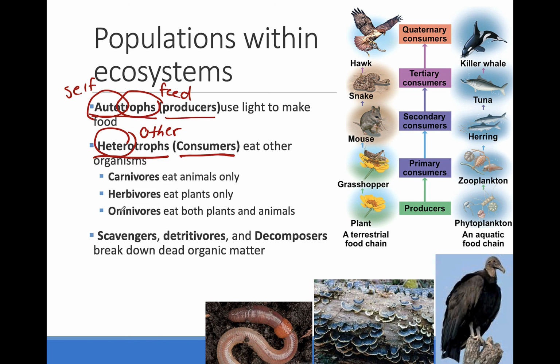The earthworm is a detritivore. They eat partially decomposed matter called detritus.